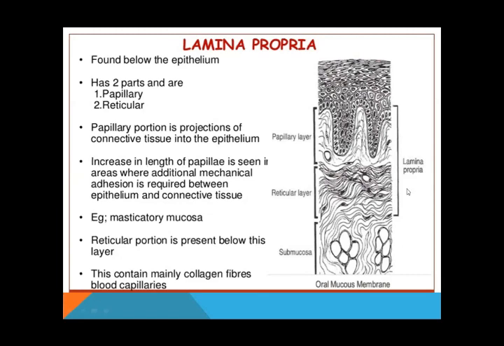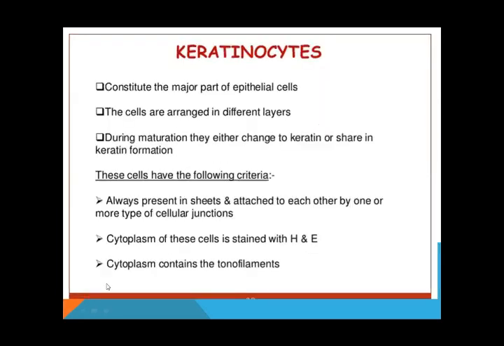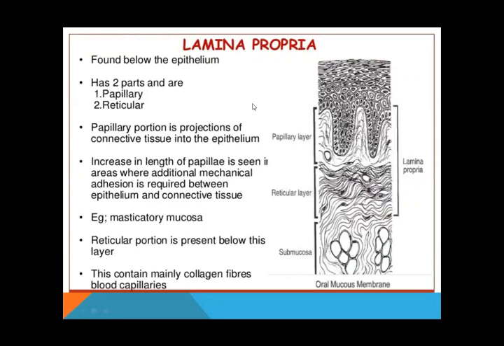Actually, this is the lamina propria. This is the papillary layer. Second is the reticular layer, and then the submucosa. और ये जो है, क्या है, लेमिना प्रोपरिया. ठीक है, लेमिना प्रोपरिया क्या है, found below the epithelium. टू पार्ट्स होते हैं, पेपिलरी एंड रेटिकुलर. Papillary portion is projections of connective tissue into the epithelium.